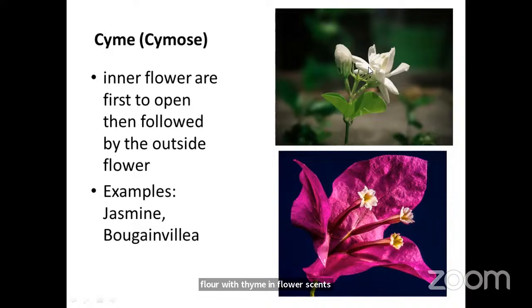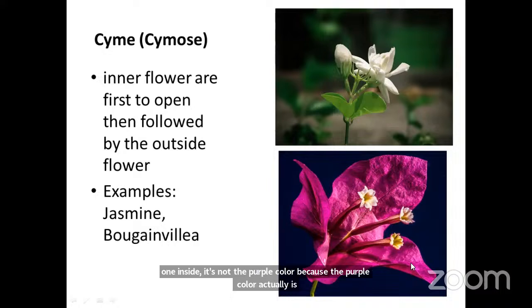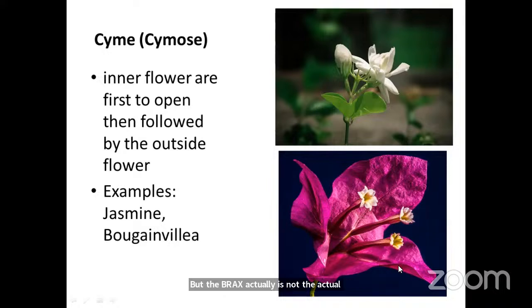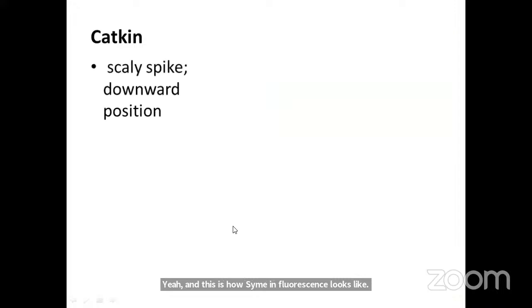If you try to notice the inner flower, especially here in the bougainvillea flower, this is actually the flower. The one inside, it's not the purple color, because the purple color actually is termed as the bracts, but the bracts actually is not the actual flower. It's a modified leaf, which helps also in the attraction of pollinators. Yeah, this is how cyme inflorescence looks like.